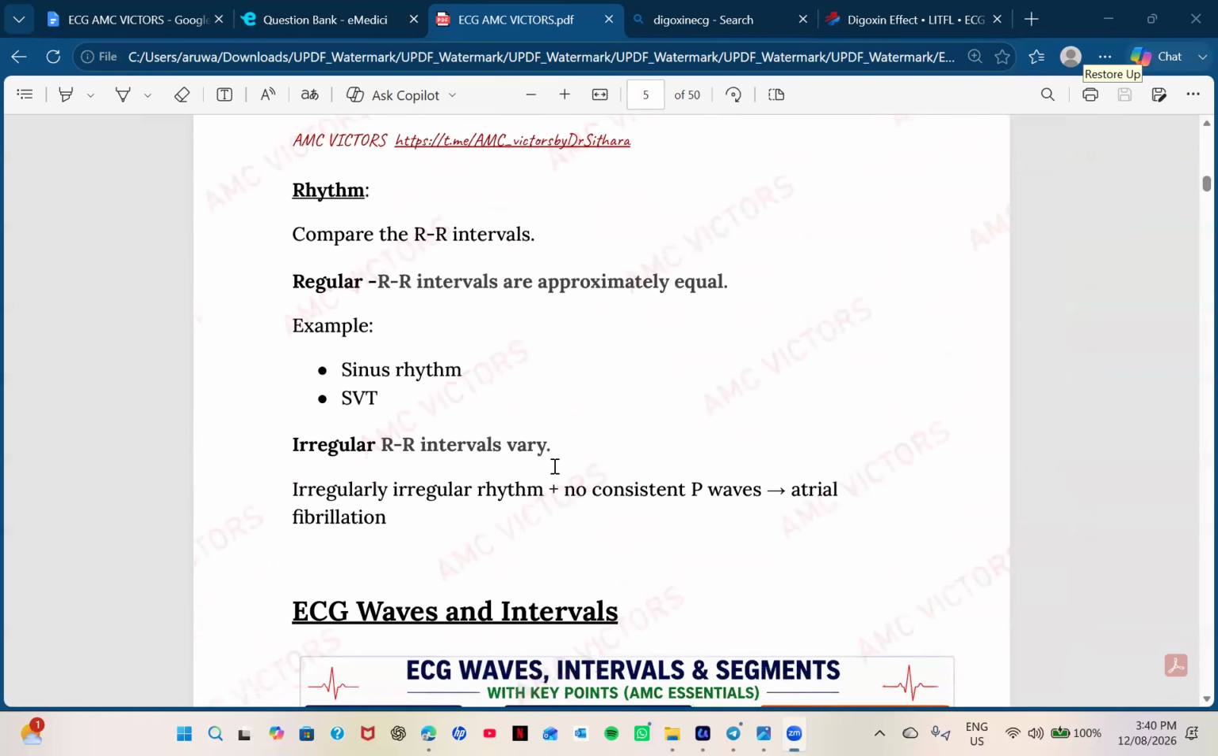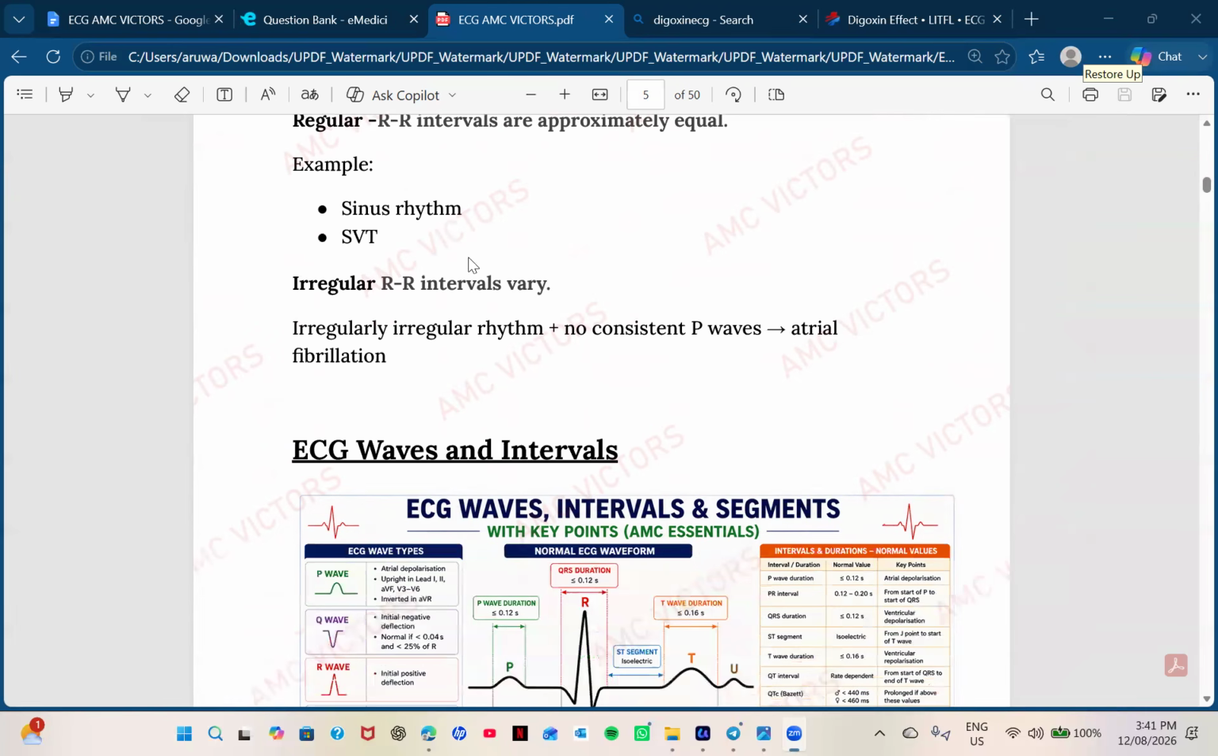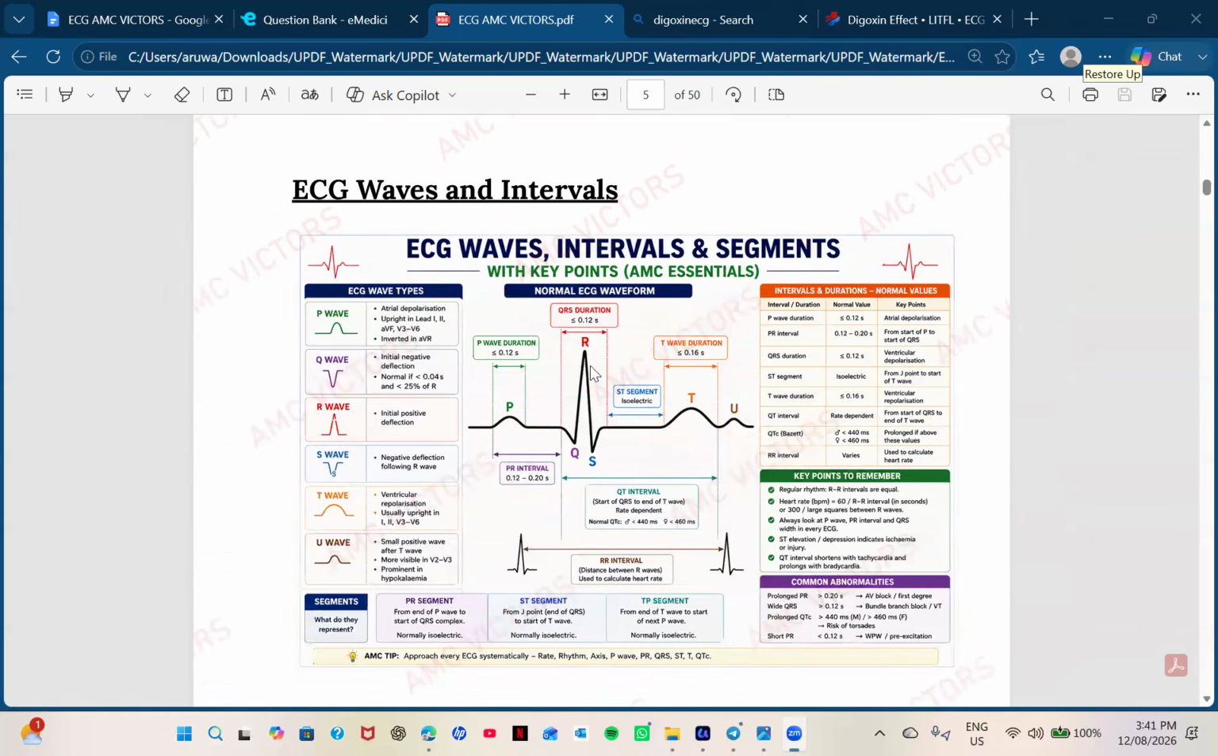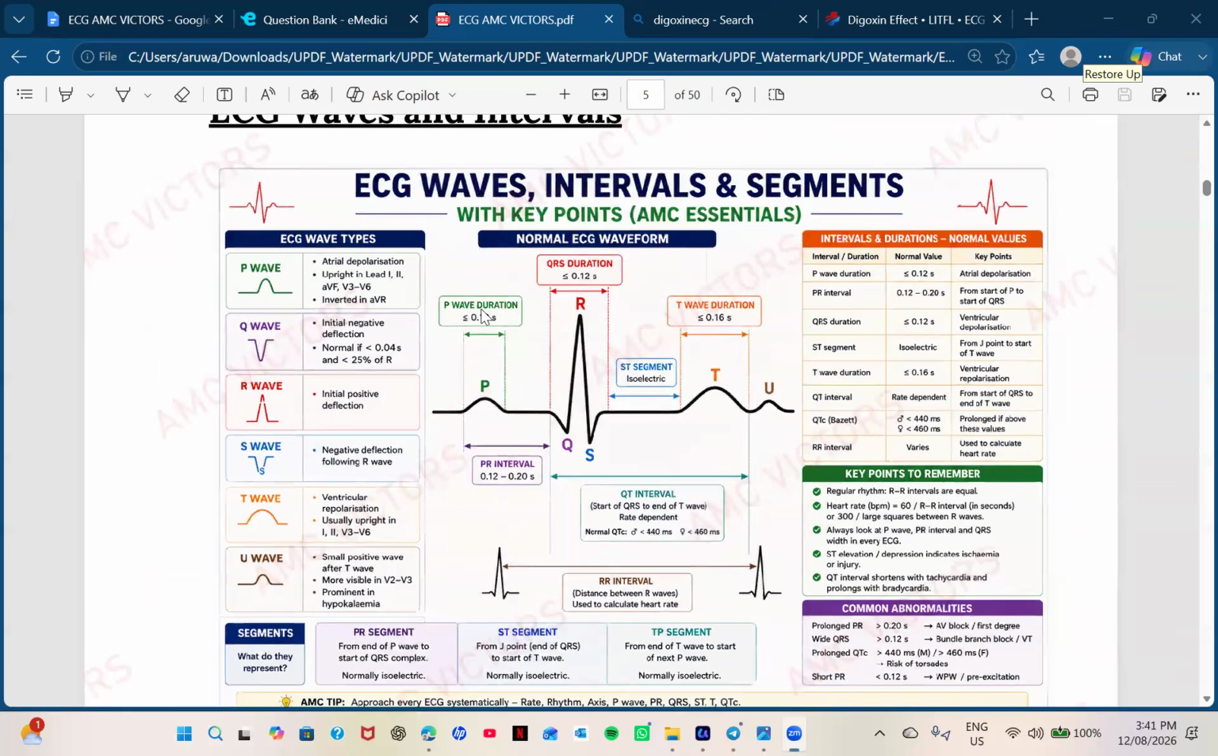So rhythm is usually, we are checking to get the idea about the rhythm. We are checking the RR intervals, right? Regular RR intervals usually mean it has a regular rhythm, right? If it is an irregular rhythm, the RR intervals are varying, right? RR intervals are varying.